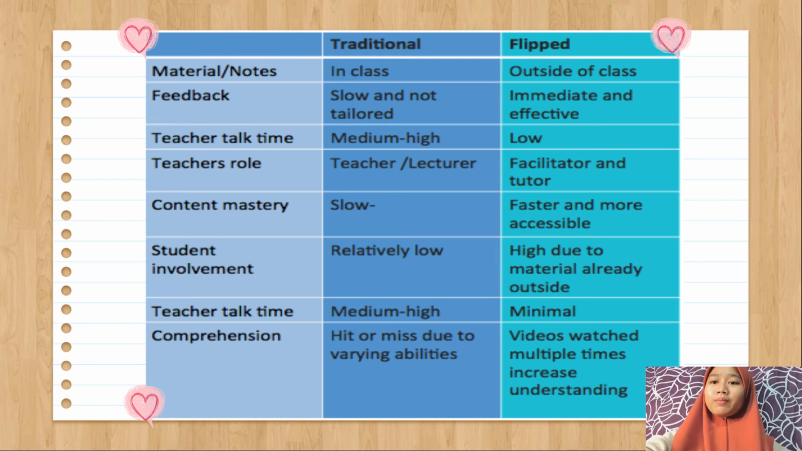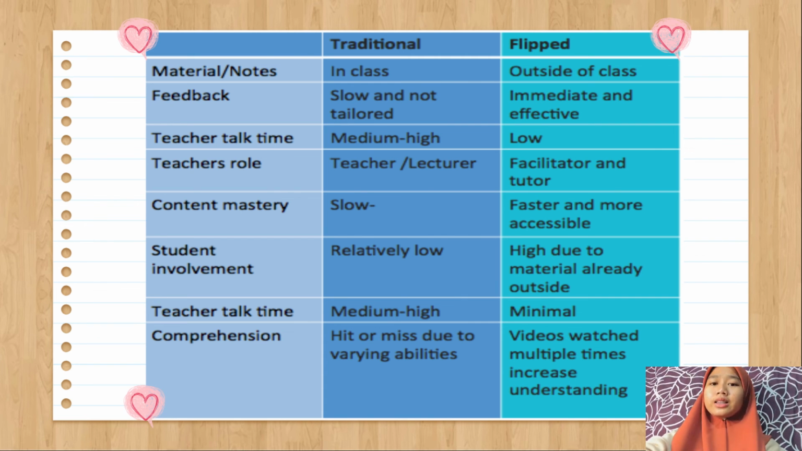Next, in the traditional method, the teacher talk time is medium until high because it is focused on teacher-centered learning. While in the flip, the teacher talk time is low because it is focused on student-centered learning. Besides, the teacher's role in the traditional method is as a teacher or lecturer, meanwhile in the flip as the facilitator or tutor. In the traditional method, the content mastery is low, while for flip, it is faster and more accessible.